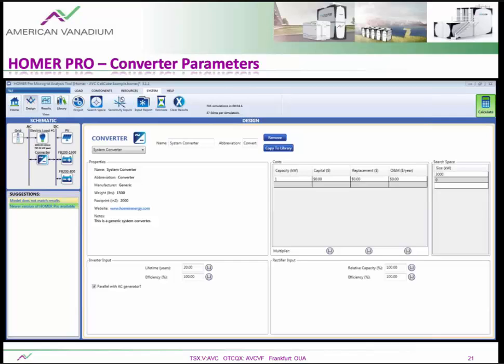So in this case, I set the converter size from 0 to 3 megawatts. 3 megawatts is fairly oversized, but I've just kept it that way for simplicity reasons, just to make sure that the sizing is sufficient.